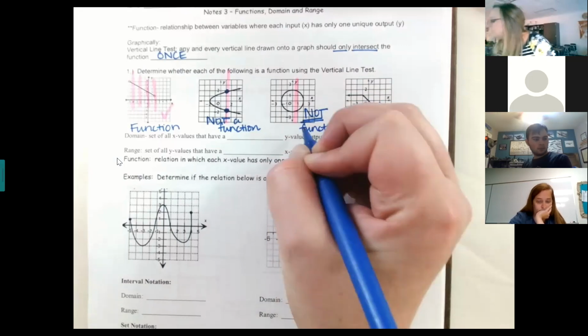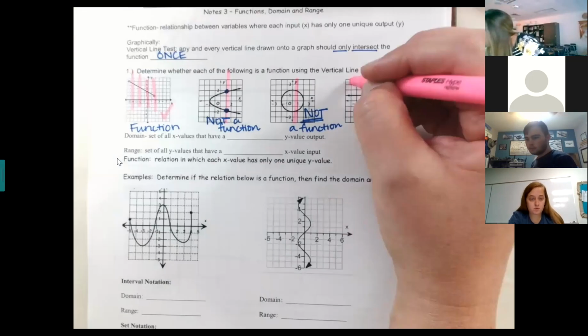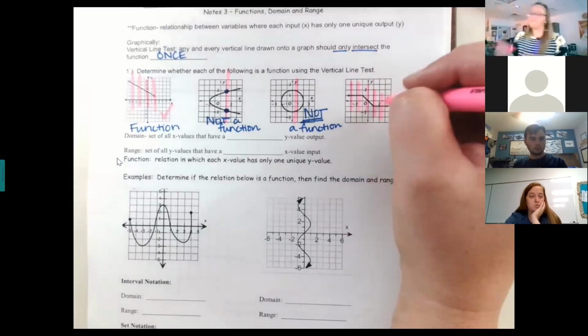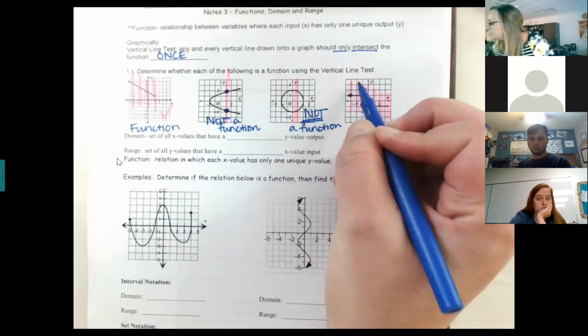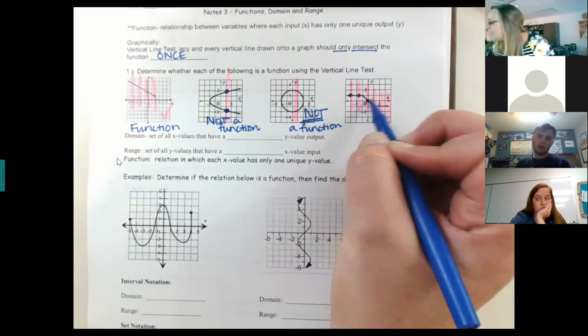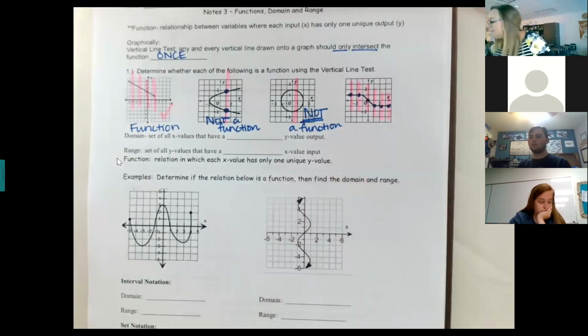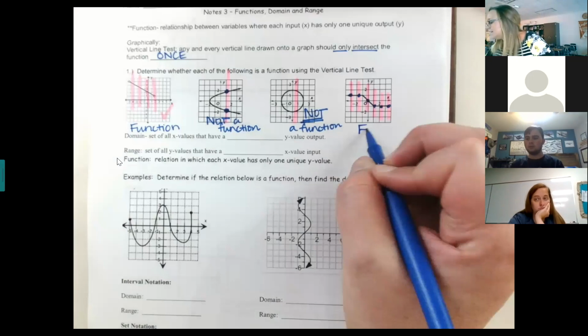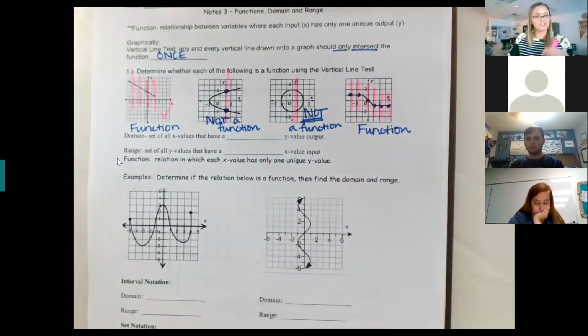Then for your last one, draw your lines in. No matter where I draw it, it should only hit once. Every line that I draw, like this line touched here, this line touched here, that line touched there, none of them are ever hitting that graph more than one time. That means it passes and it is a function. So that's how you can easily tell if a graph is a function or not.